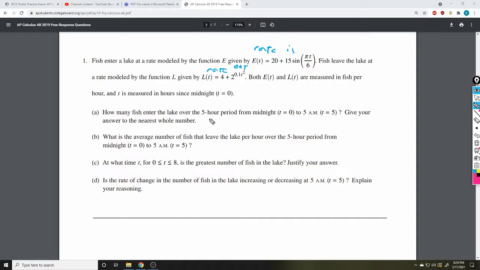How many fish enter the lake from 3 to 5? That means we're using the rate in. And since we have the rate that they enter and we want the amount that enter, that's going to bring us back to an integral. So that's just an integral from 0 to 5 of E of t. And from there, it's just calculator work.